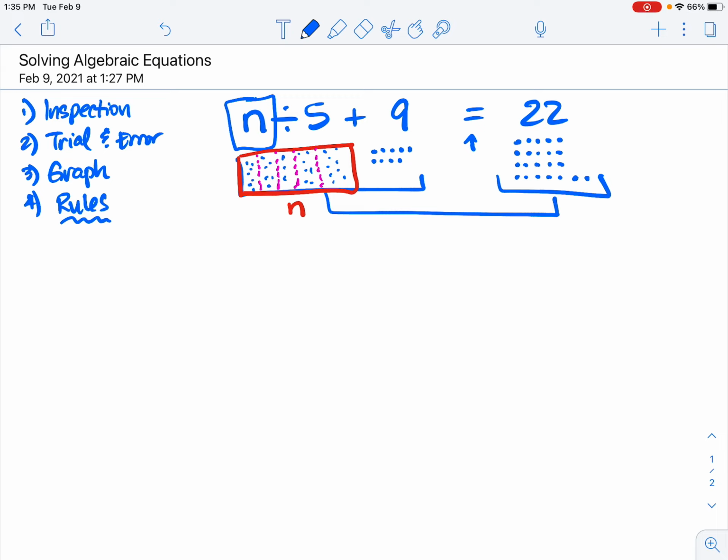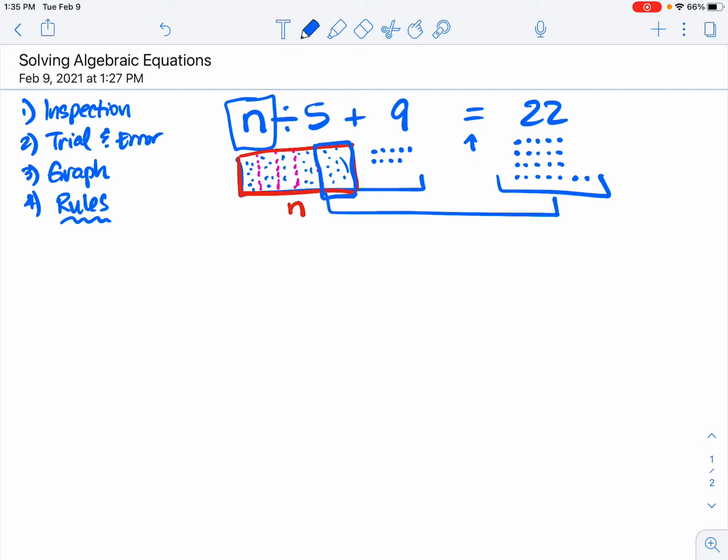So what I'm doing is I'm taking this whole box, dividing it by 5, so just this section here. I'm adding 9 to that to make 22. If you can understand that pictorially, now we can start to solve it pictorially as well.